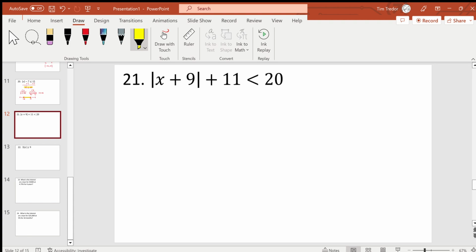Number 21. Let me try closing something to fix this lag.